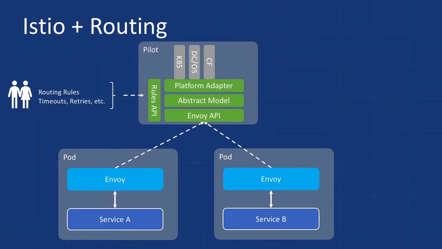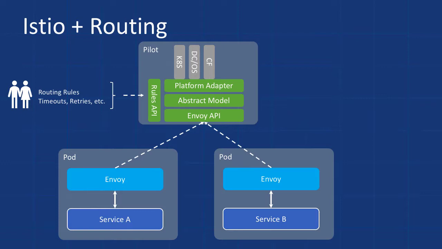So assuming that you're somebody that wants to set up some sort of routing rules, maybe I want to direct all traffic to service X to version 1.1 or something like that. You're going to push that into a rules API. Now the rules API, Istio itself supports multiple platforms: Kubernetes, DCOS, Cloud Foundry, etc. So it has its own abstract model, and then it's got an adapter that will basically run the translation between each of those systems' models and its own abstract model.